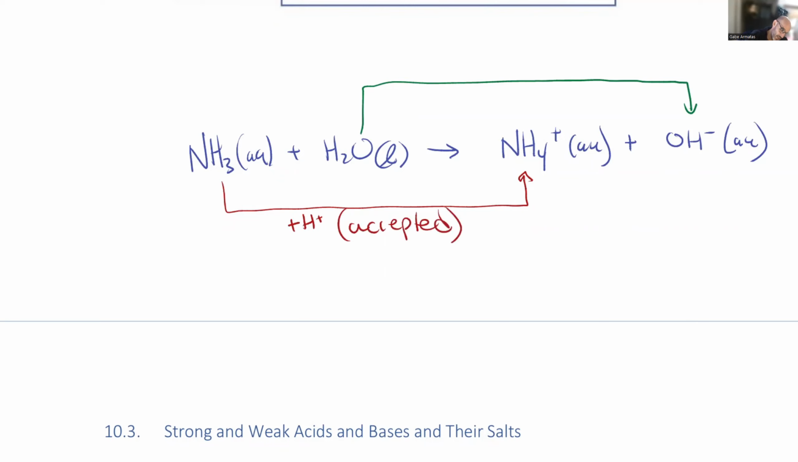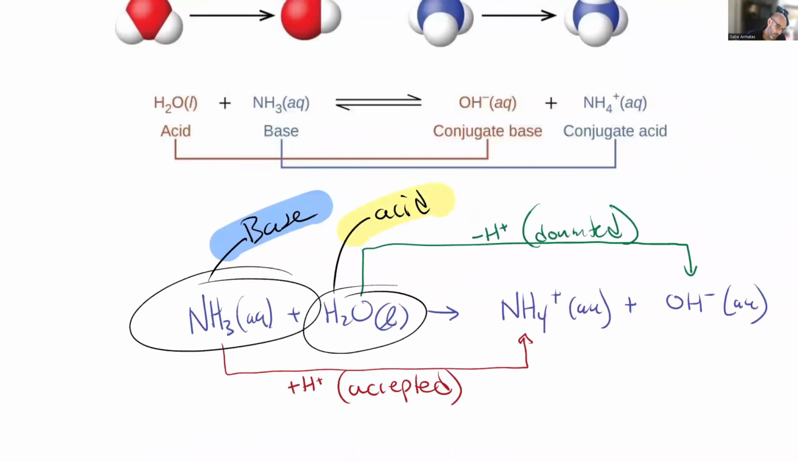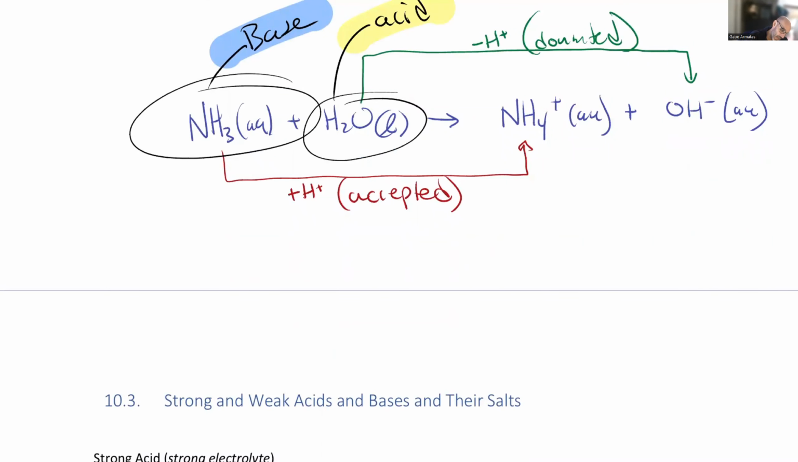So before we continue, if it accepted the H plus, it is going to be considered the base, whereas water is going to lose, or minus H plus, it donated that H plus, and this is going to count as the acid. Again, base accepted, acid donated. So we call these two right here, the water and the OH minus, a conjugate acid-base pair.